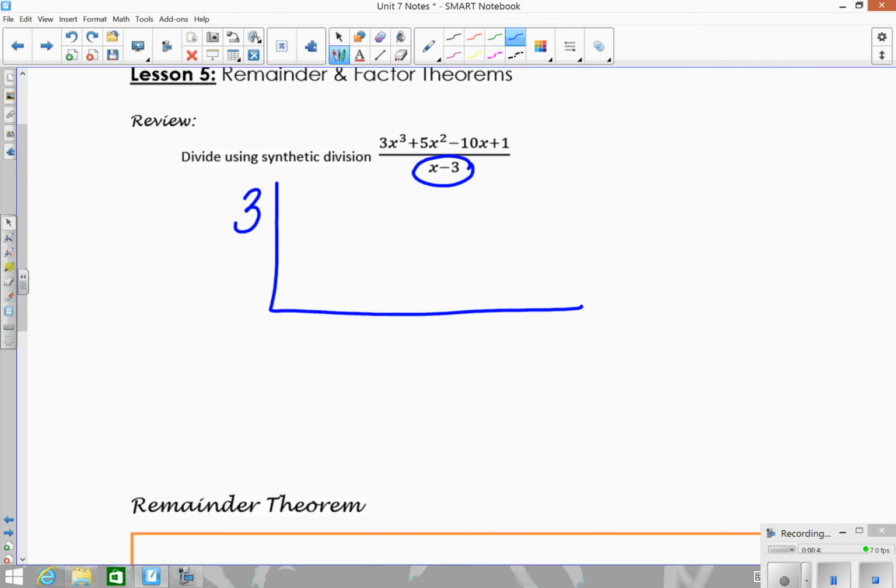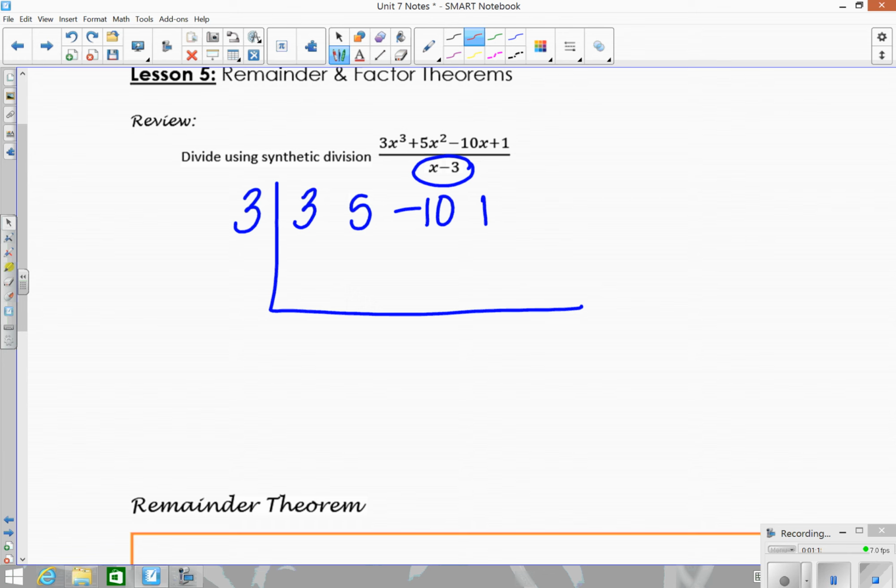Then I'm going to take the coefficients of each of these, and remember that the polynomial on top has to be in standard form, because if you're missing one of the terms, you have to remember to put a 0 in. I'm not missing any terms because it goes from x to the third, x to the second, x to the first, and then the constant. So I can put in the coefficients just as I see them: 3, positive 5, negative 10, and positive 1.